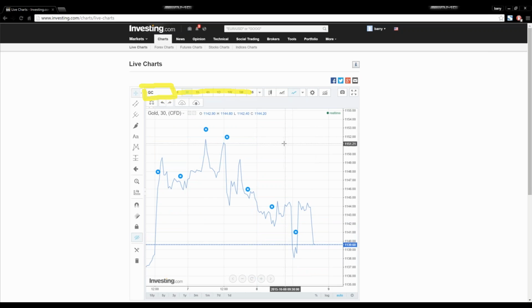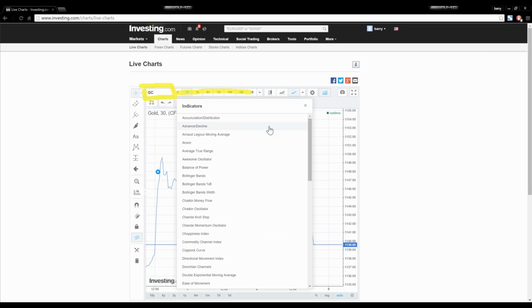But now we come to the important part, and that's using technical indicators on charts. You just find the menu that will give you the technical indicators. And there are three different main areas of technical indicators.